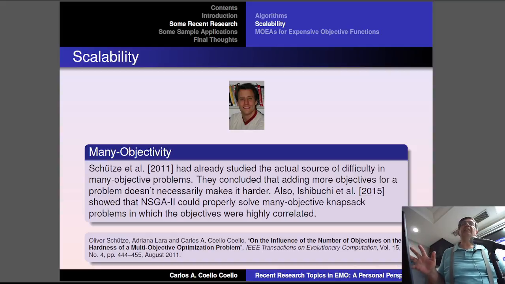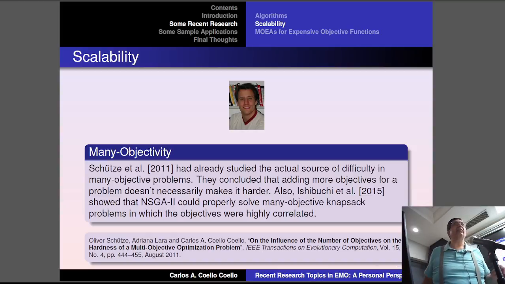We realized that sometimes there were problems with few objectives that were very difficult to solve, and others that had many objectives and were easy to solve. And we were intrigued as to why this happened. It was obvious to us that scalability per se didn't make a problem more difficult, not all the time. But the question was, why? Why is it that this didn't happen?